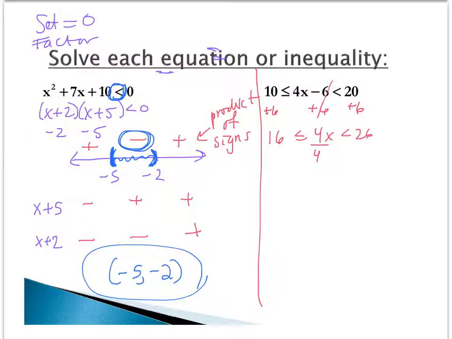Now I need to divide by 4 in the middle, so I do that to all sections of my graph. 4 less than or equal to x less than 13 halves. In interval notation, I would have a bracket on the 4 and a parenthesis on the 13 halves.